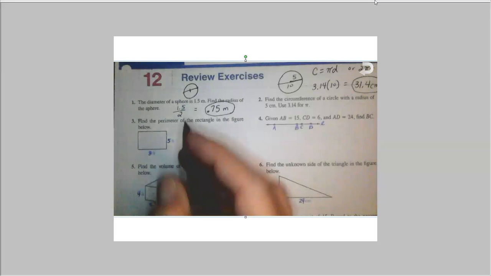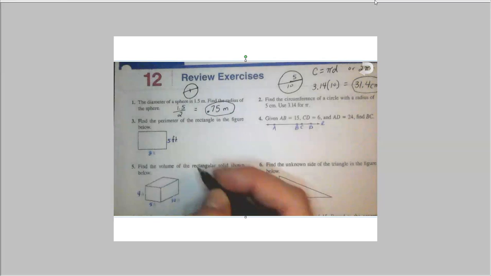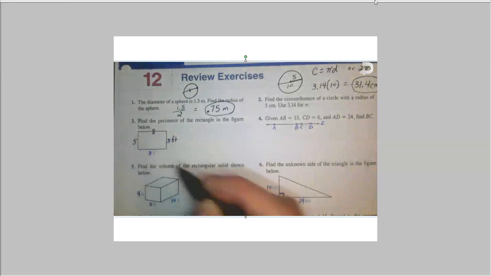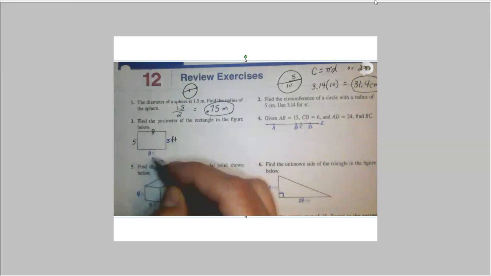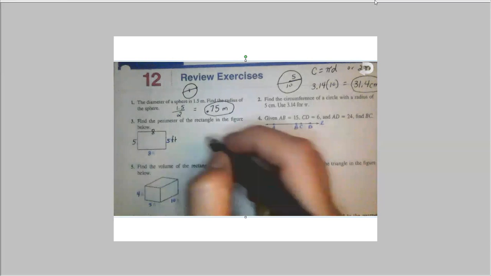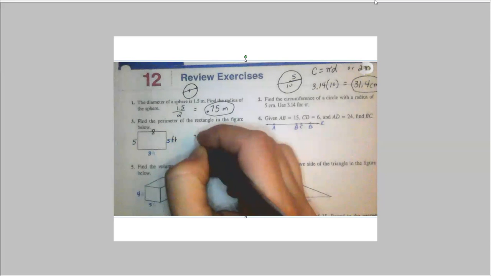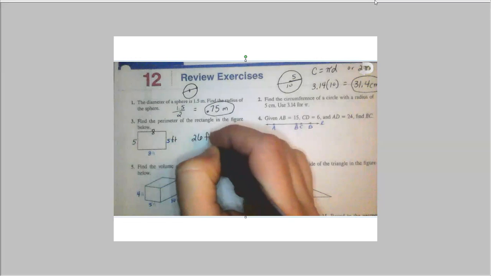I'm given that one side is 8, one side is 5. This is labeled as feet, okay? We know that in a rectangle, opposite sides are equal to each other. So we're just adding 8 plus 5 plus 8 plus 5. And that would be 13 plus 13, which equals 26 feet in the end.